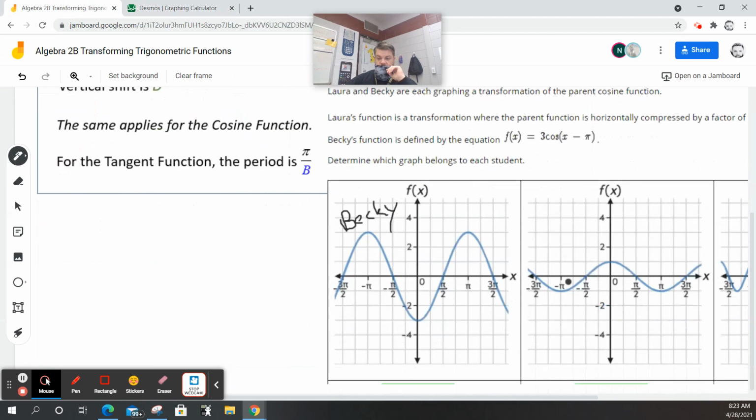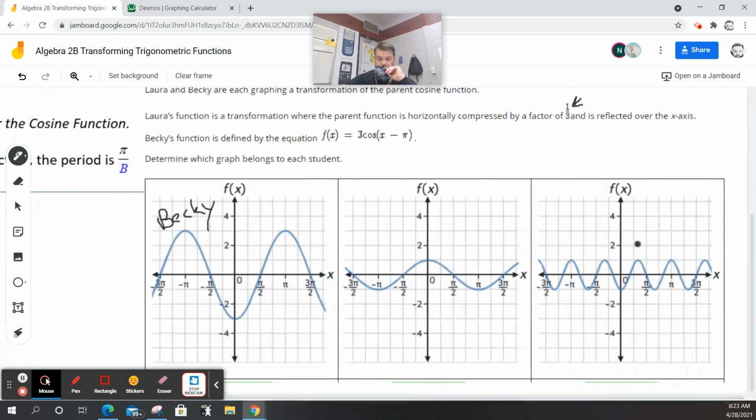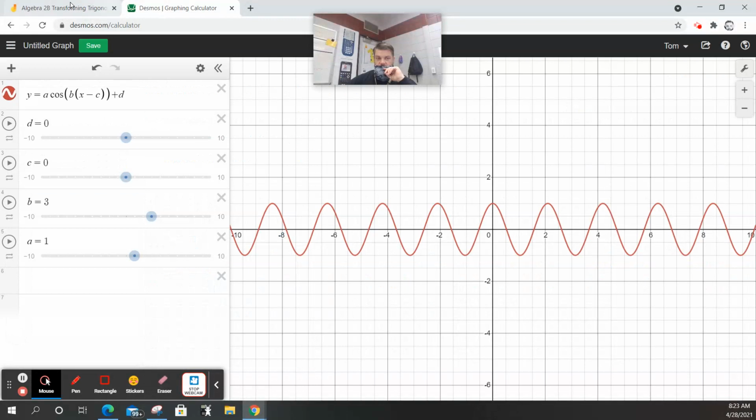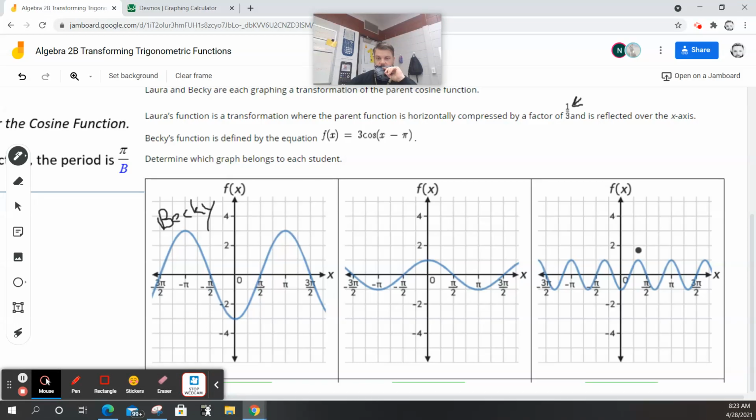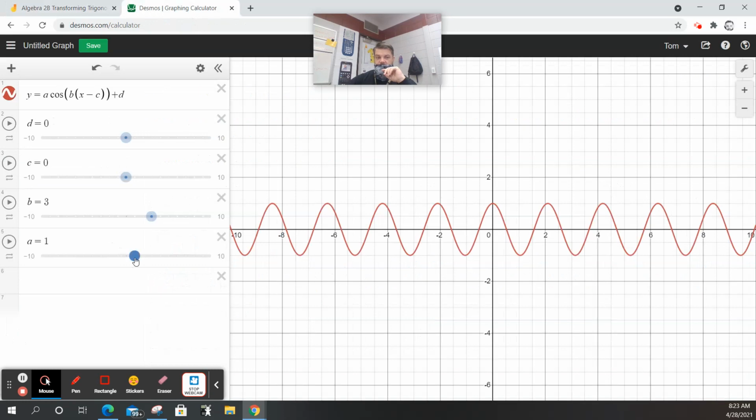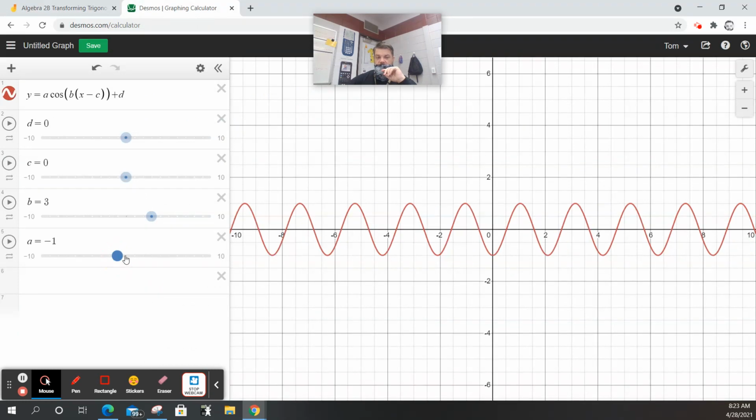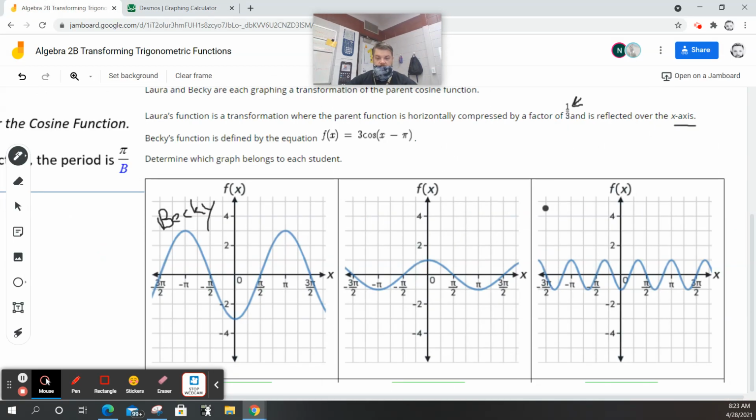Isn't that this one right here? Let's take a look real quick. Oh, and reflected over the x-axis. I forgot about that. When it says reflected over the x-axis, that means that A is negative 1. Watch what happens when I do negative 1. Bam, there it is. That's Laura's function. So this is Laura. And this one is neither Becky's nor Laura's.